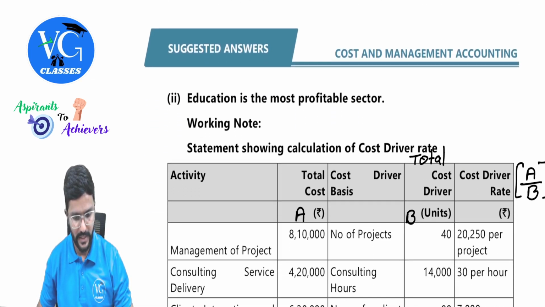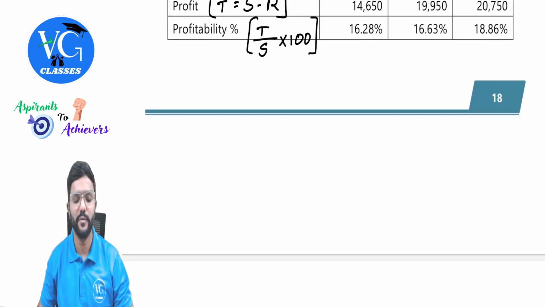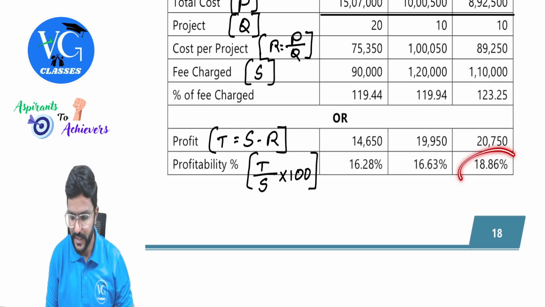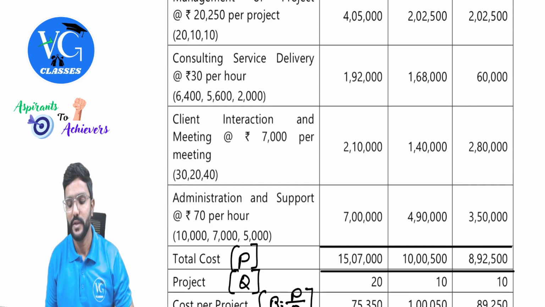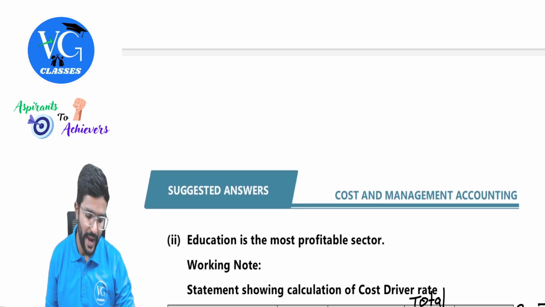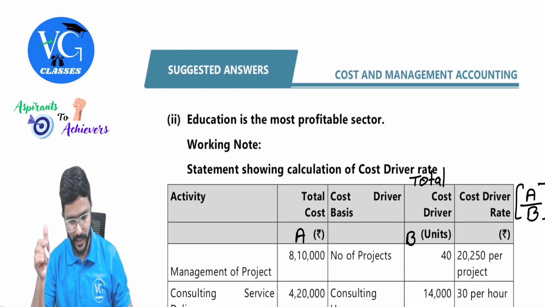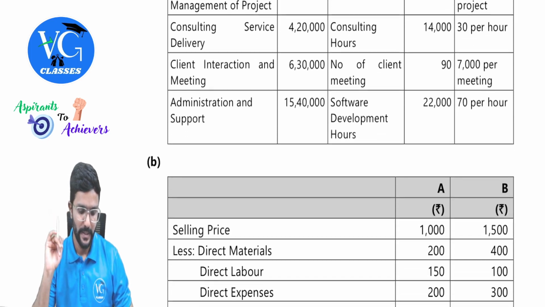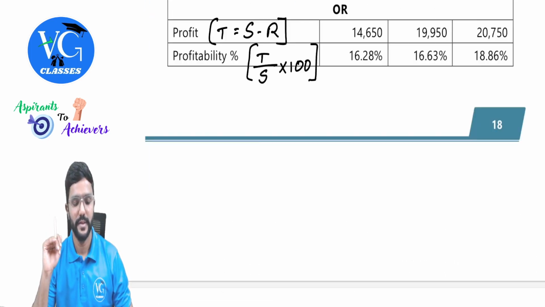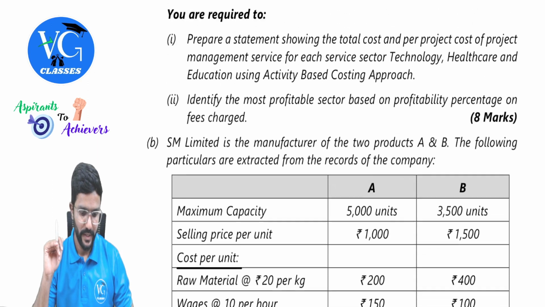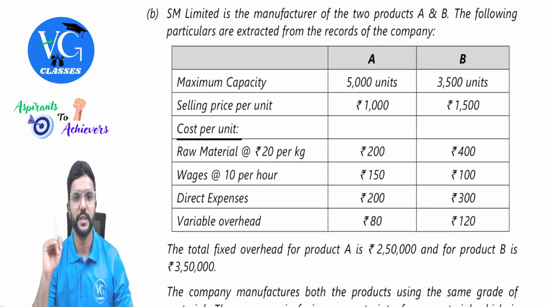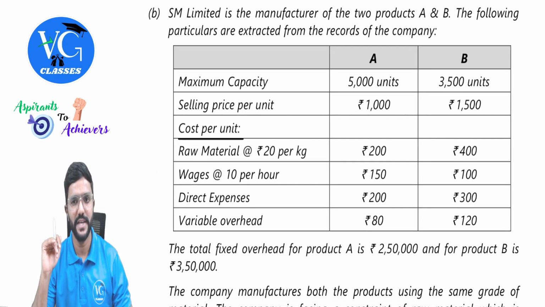Have they asked anything else? Okay, they have asked which is the most profitable. So the one where the profit percentage is more, it is education. So education is the most profitable sector. Got it, people? Yes. That's all. Done with the A requirement. Next, let us move to B. Sub question B. It was an easy question.